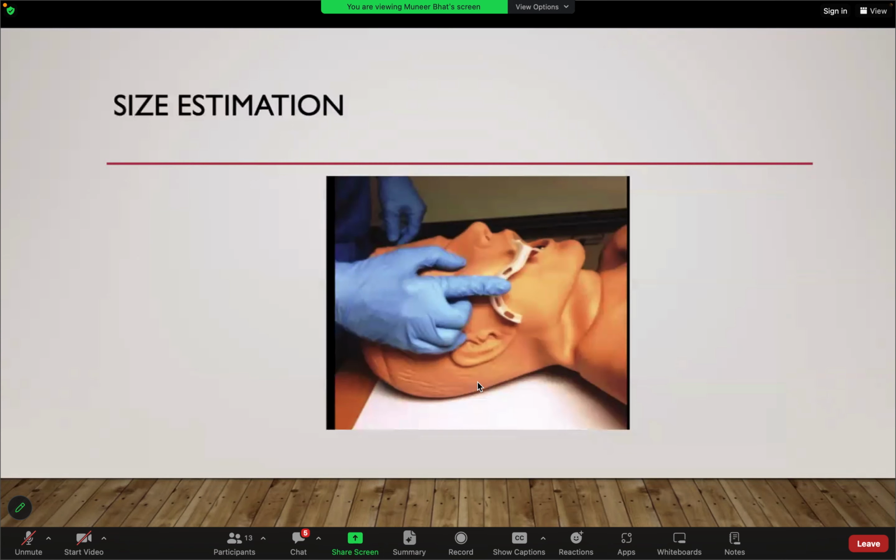And how to estimate the size of the oropharyngeal airway? You can see this picture. I'm keeping this oropharyngeal airway here. I'm measuring the size from the angle of the mouth to the angle of the mandible. So if you are asked how you can measure the size of the oropharyngeal airway, you measure from the angle of the mouth to the angle of the mandible.